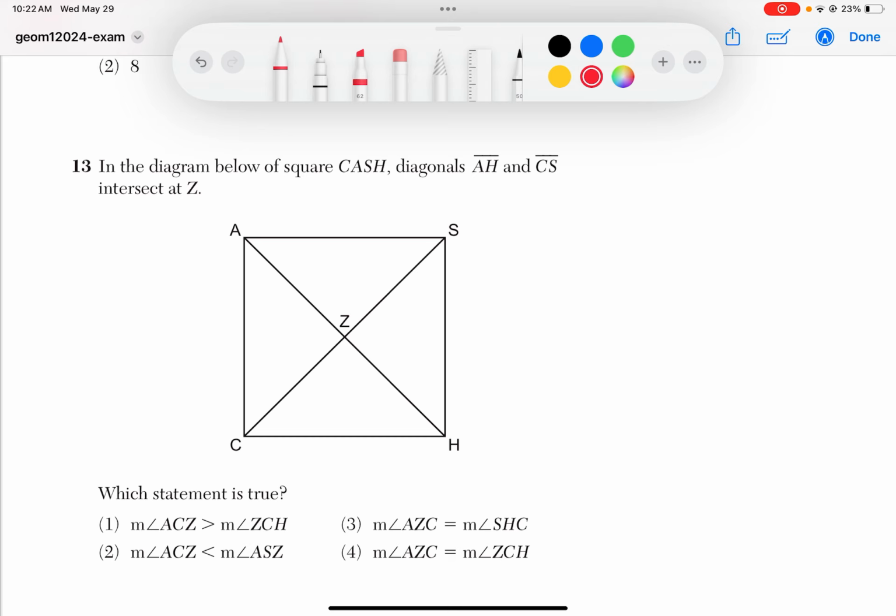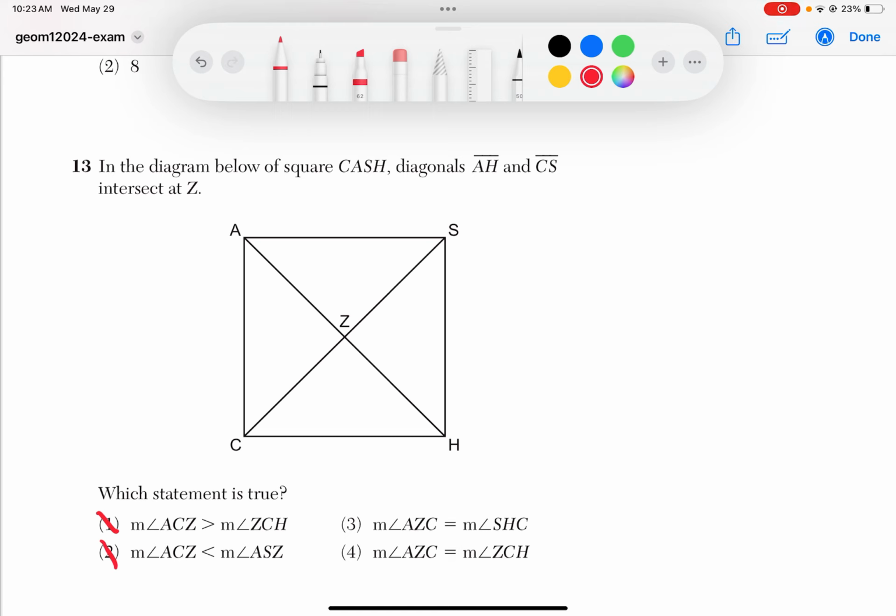So first it says ACZ is greater than ZCH. So ACZ and ZCH. Okay, well the diagonals are bisected, which means they're cut into 2 pieces. So those angles are equal. So one angle can't be bigger than the other if they're both equal to each other. So that one's gone. ACZ, ASZ. Well, if these 2 sides are congruent, then this is an isosceles triangle, and its base angles are congruent. So one can't be bigger than the other. So it can't be 2 either.